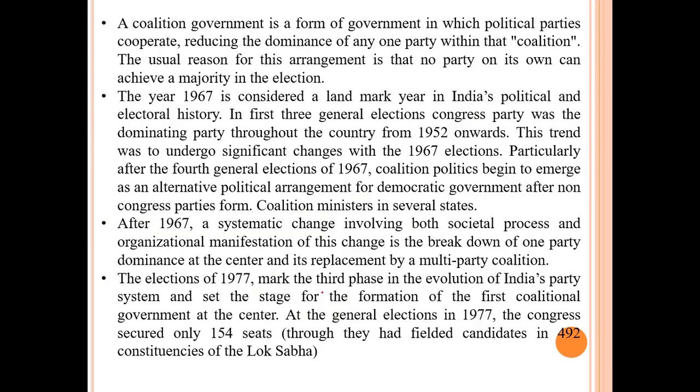A coalition government is a government in which political parties cooperate, excluding the dominance of any one party, because no party could win the election. So certainly they will reduce the dominance of one party, but at the same time they will support a party to form a majority, to achieve the majority. This way coalition governments, coalition ministries, have nowadays been formed time and again, and we will discuss it in the next class.